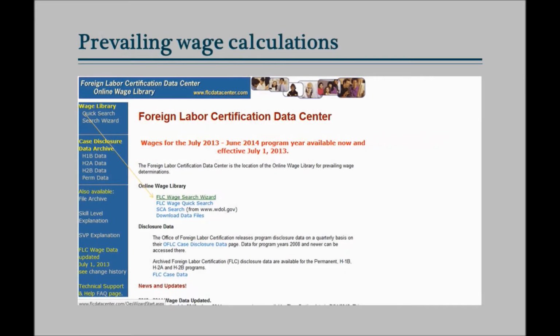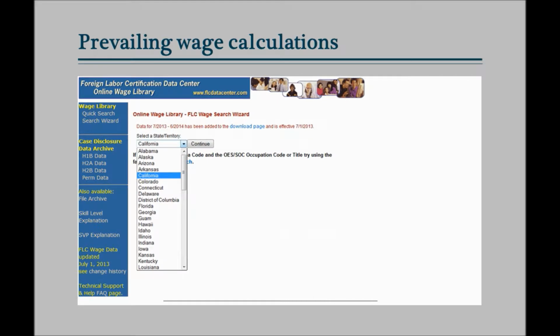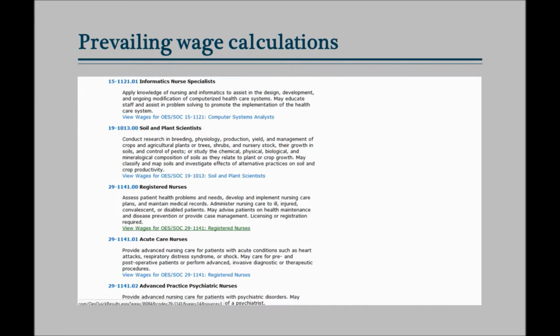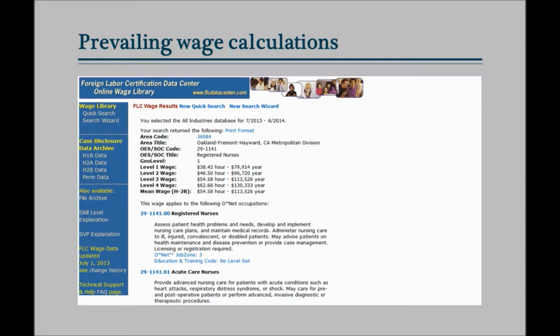For example, using the Foreign Labor Certification Data Center, you might find that for an entry-level registered nurse in Oakland, Fremont, or Hayward, California, the prevailing wage is $38.42 per hour. That amounts to about $80,000 per year. A fully competent RN earns more than $130,000 per year.